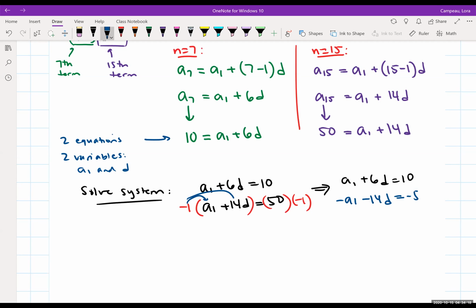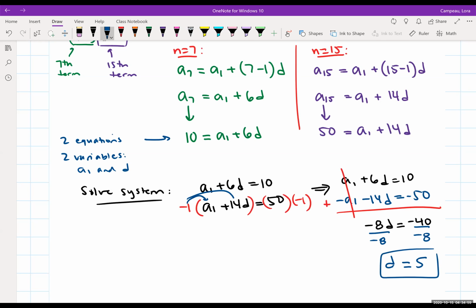Let's write that negative 50 a little nicer. And now what this allows us to do is add vertically. The a sub 1's eliminate, and now we have 6d minus 14d, which gives us negative 8d equals 10 minus 50, negative 40. Notice it's pretty quick to solve for d. All we do is divide by negative 8 on both sides, and we get d equaling positive 5. So negative 40 divided by negative 8 is positive 5. That is the value of one of our variables.